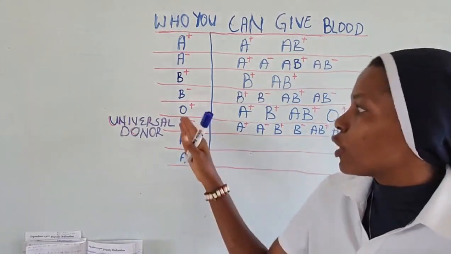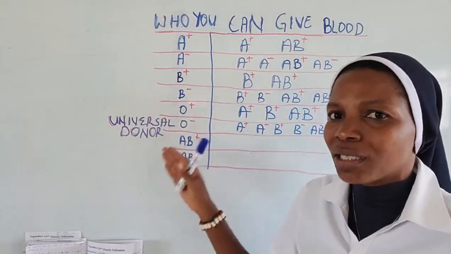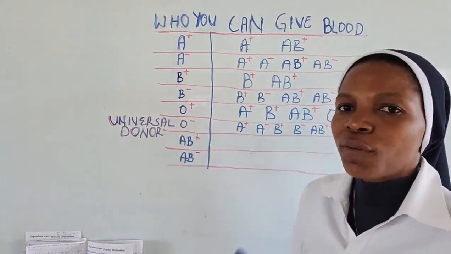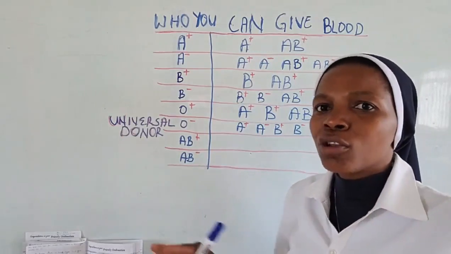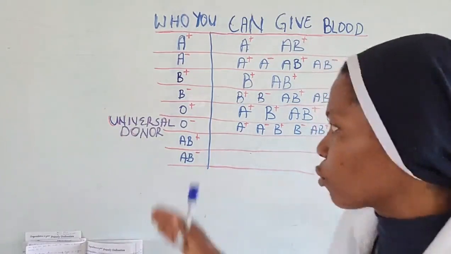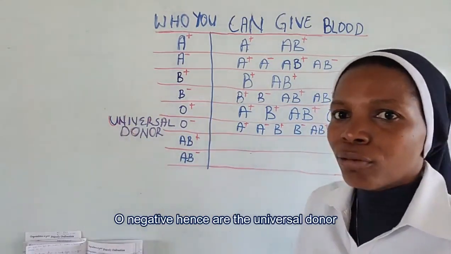This is because the O signifies that there is no antigen present in the red blood cell, and the negative means that there is no Rhesus factor present. So if anybody with any type of blood type receives this blood, there isn't going to be any reaction or any incompatibility. So the individual with O negative is known as the universal donor.